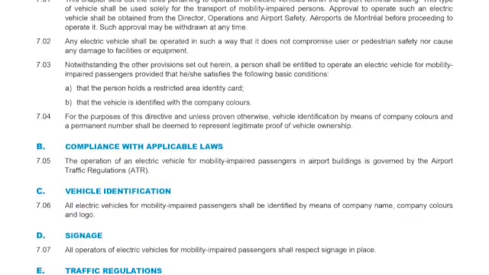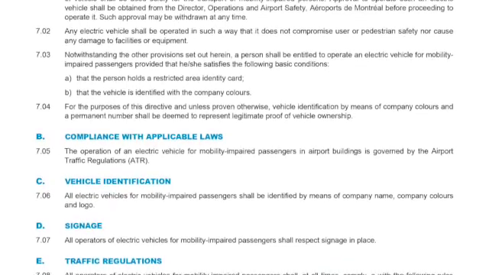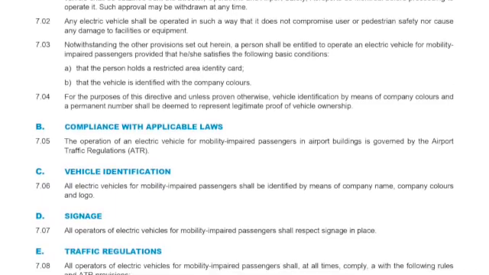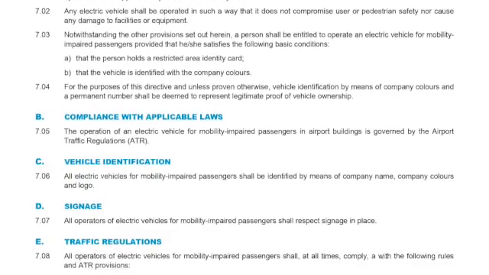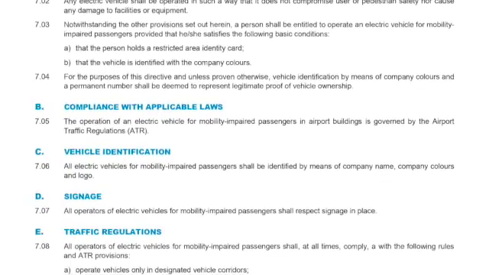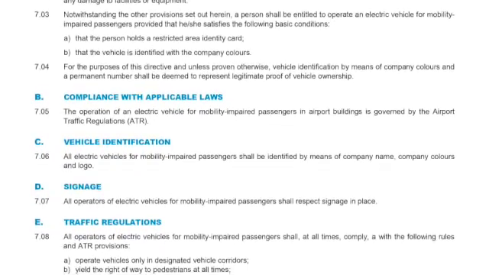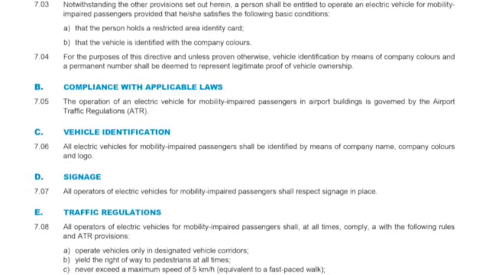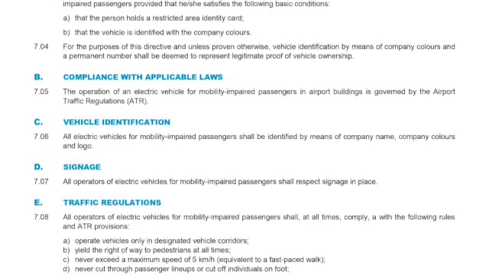B. Compliance with applicable laws. 05 The operation of an electric vehicle for mobility impaired passengers in airport buildings is governed by the Airport Traffic Regulations, ATR. C. Vehicle Identification. 06 All electric vehicles for mobility impaired passengers shall be identified by means of company name, company colors, and logo. D. Signage. 07 All operators of electric vehicles for mobility impaired passengers shall respect signage in place.